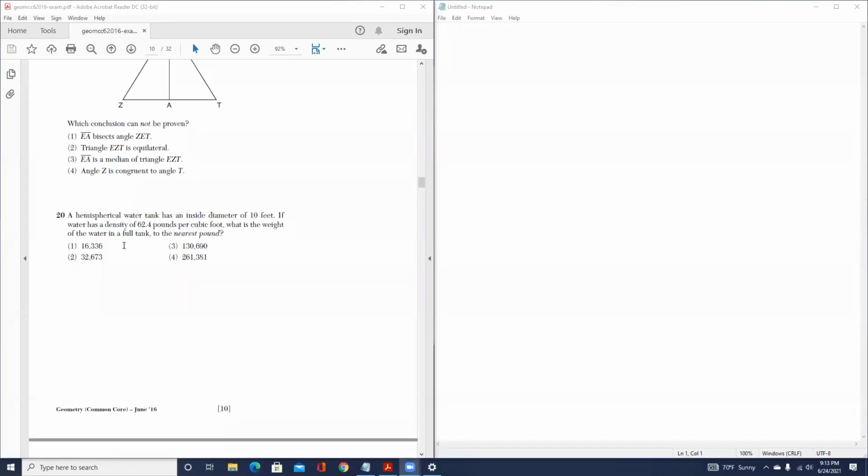Okay, moving along to question 20. A hemispherical water tank has an inside diameter of 10 feet. If water has a density of 62.4 pounds per cubic foot, what is the weight of the water in a full tank to the nearest pound? So the first thing we should do is draw this out. I'll draw it on the right side.